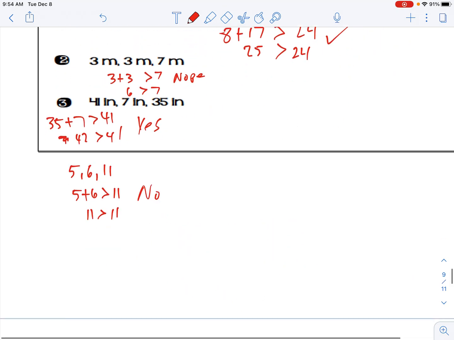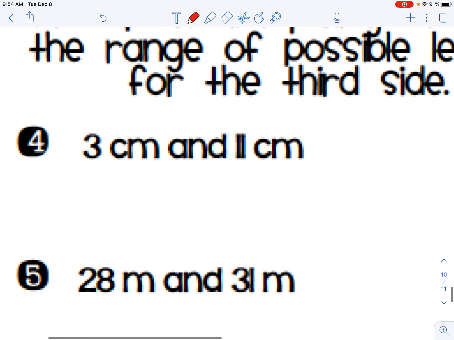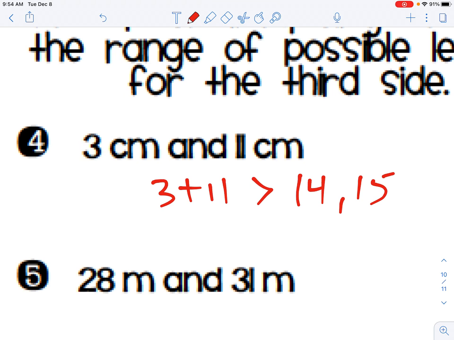All right? And then last but not least, what happens if they give us two sides? Well, we don't know if these are the two smallest or if one's large and one's the smallest. What we do know is if these were the smallest, 3 plus 11 has to be greater than a number. So 3 plus 11 is 14. The side length can't be 15 or 16 or 17 because 3 plus 11 has to be bigger than that. So our side length has to be less than 14.